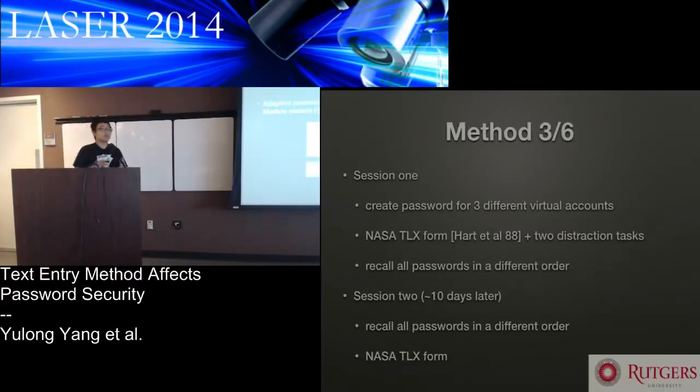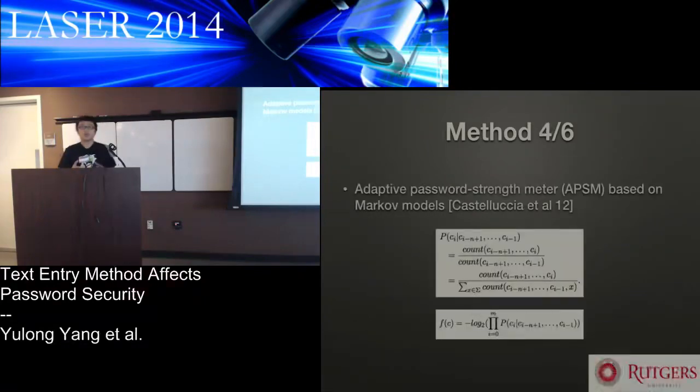To estimate the security of the passwords created in our study, we used 3 quantitative security metrics that are in the literature. First is called adaptive password strength meter based on Markov models. Basically, it tries to estimate the strength of a password based on the probability of n-grams in the password. In this particular paper, it used 4-grams.